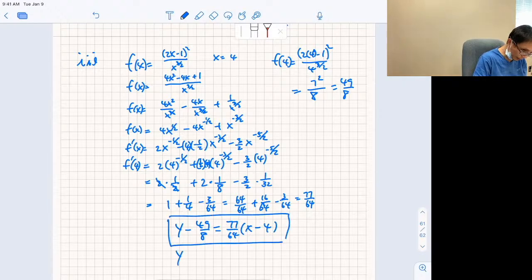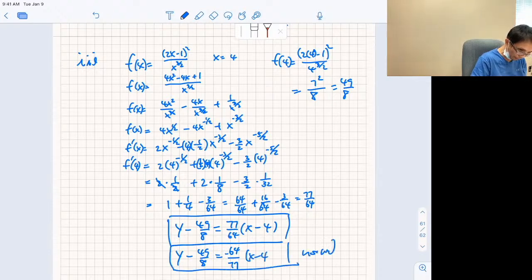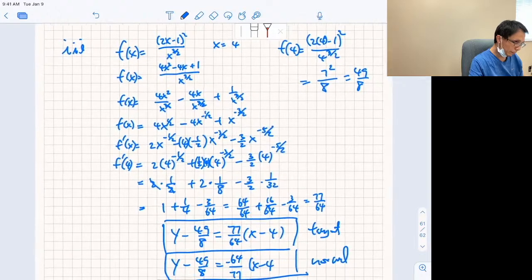And that would be the equation of the tangent line here. The equation of the normal line is going to be y minus 49 over 8 is equal to negative 64 over 77 times x minus 4. And that's going to be the normal, and this is the tangent. And that's the work I will show to get an answer. But yeah, tedious math, we had to be able to work through it.